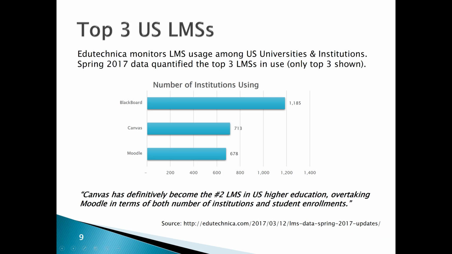The next two slides show us information about the top 3 U.S. LMSs. Edutechnica monitors LMS usage among U.S. universities and institutions. The spring 2017 data quantified the top 3 LMSs in use. From this chart, we can also see that Canvas has definitively become the number 2 LMS in U.S. higher education, overtaking Moodle in terms of both number of institutions and student enrollments.